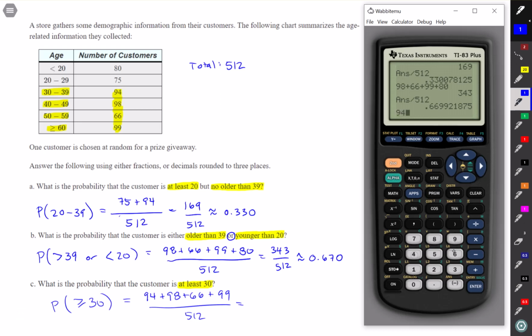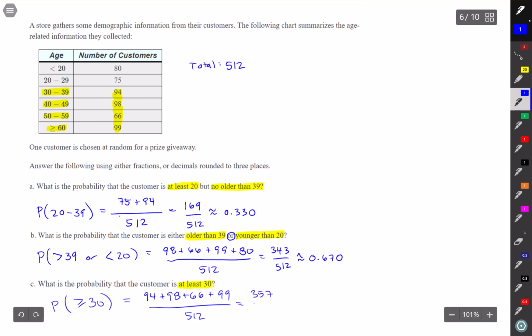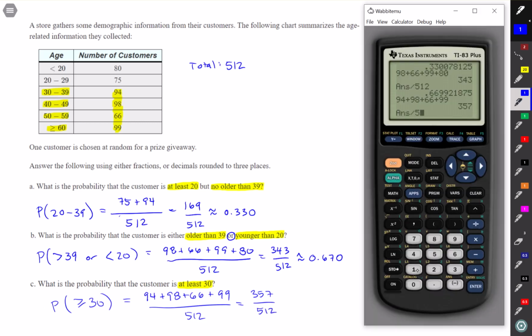So let's take a look. 357 over 512, which comes out to 0.697.